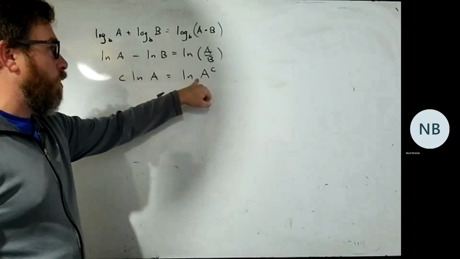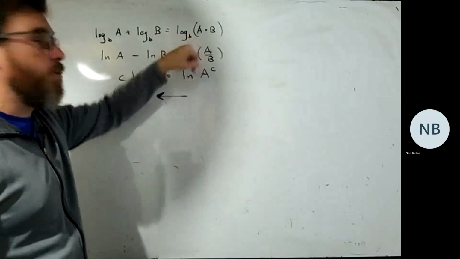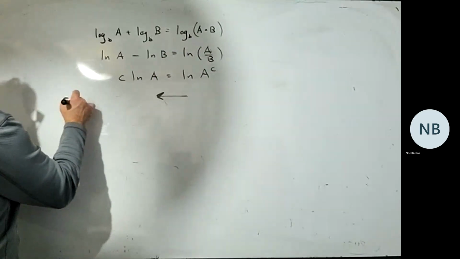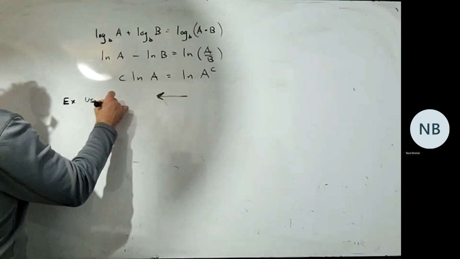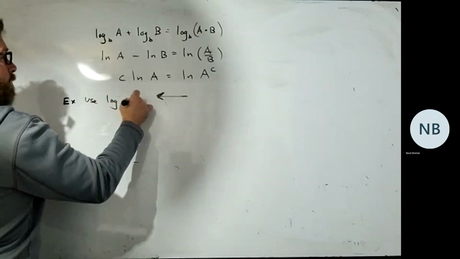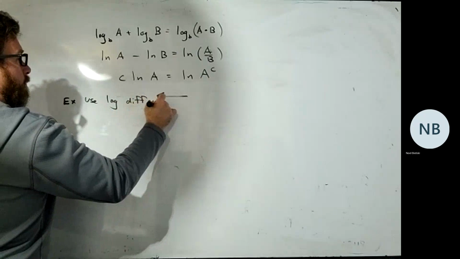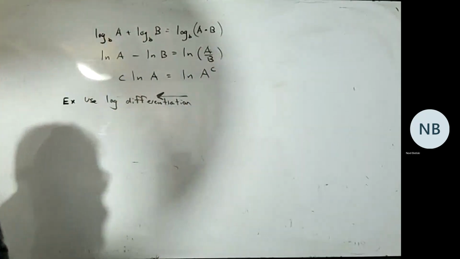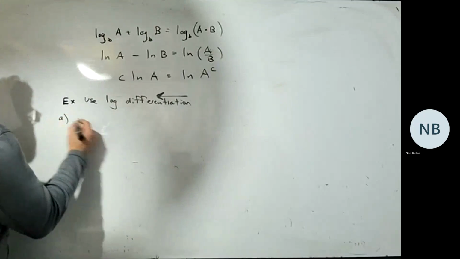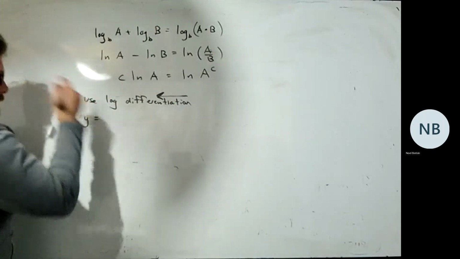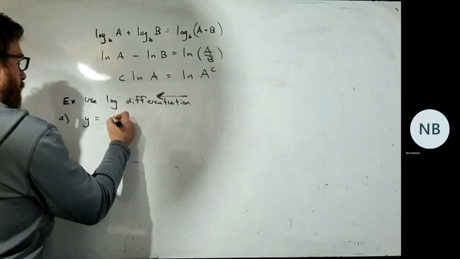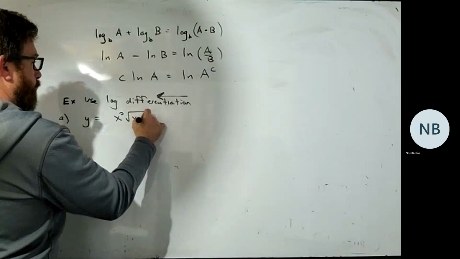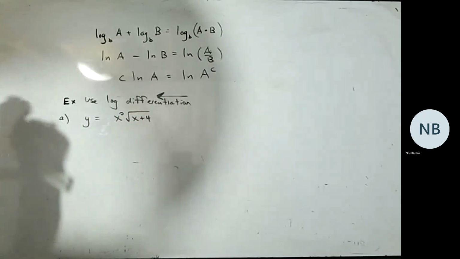One of them uses this rule almost exclusively, and the other one will ask you to expand first. So if I ask us to find the derivative, for example, it says logarithmic differentiation. What they're asking you to do is expand first and differentiate second. So say y is equal to x squared times the square root of x plus 4. Something like that.